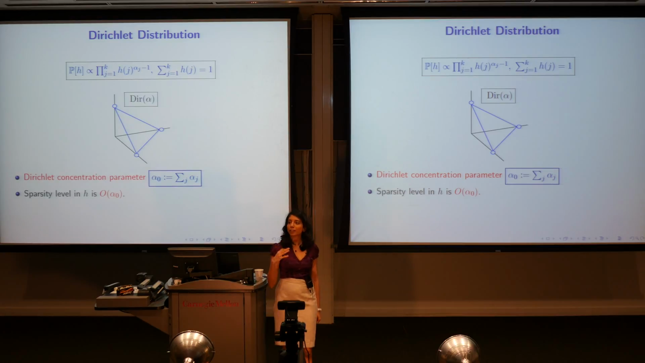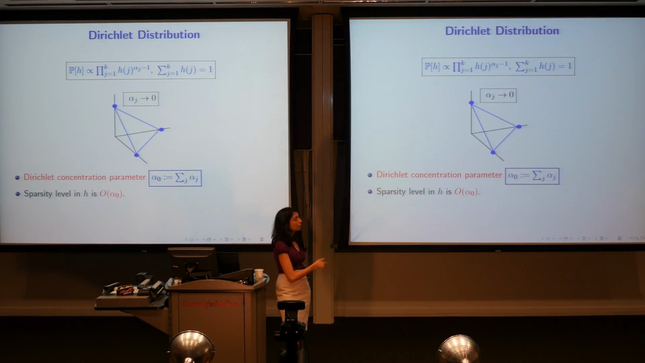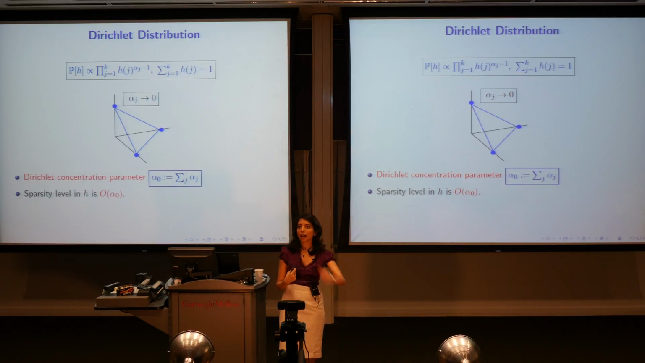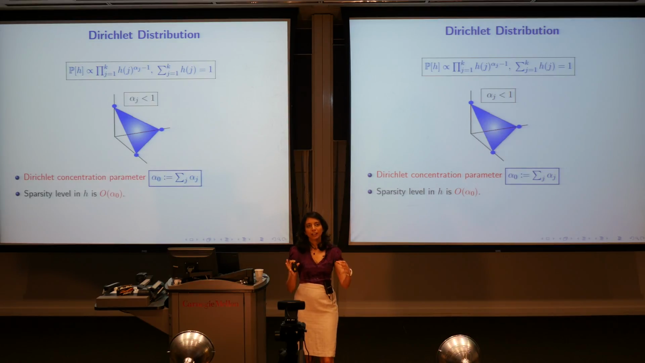So there are different regimes of it. In fact, the regime we've already seen is the one where you just send this concentration parameter to 0. And you can maybe think for a bit longer, you will see that this is nothing but the single topic model. If I send this concentration parameter to 0, I only have probability mass on the vertices of this simplex. On the other hand, as I keep increasing this parameter, the probability mass moves more towards the center of the simplex.